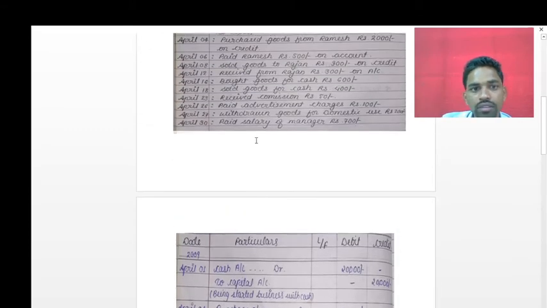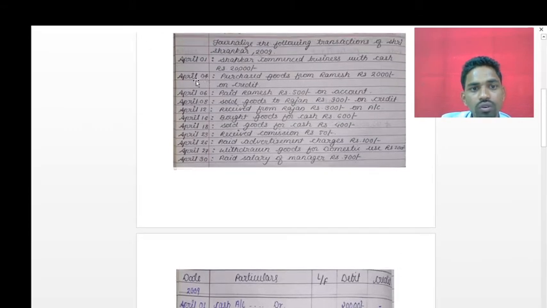Now the next transaction is on 4th April. What's the transaction? Purchased goods from Ramesh rupees 2000 on credit. First of all, try to understand which type of transaction this is. It is a purchase transaction. Again the question arises: is it a credit transaction or a cash transaction? They directly mention here that it is a credit transaction.